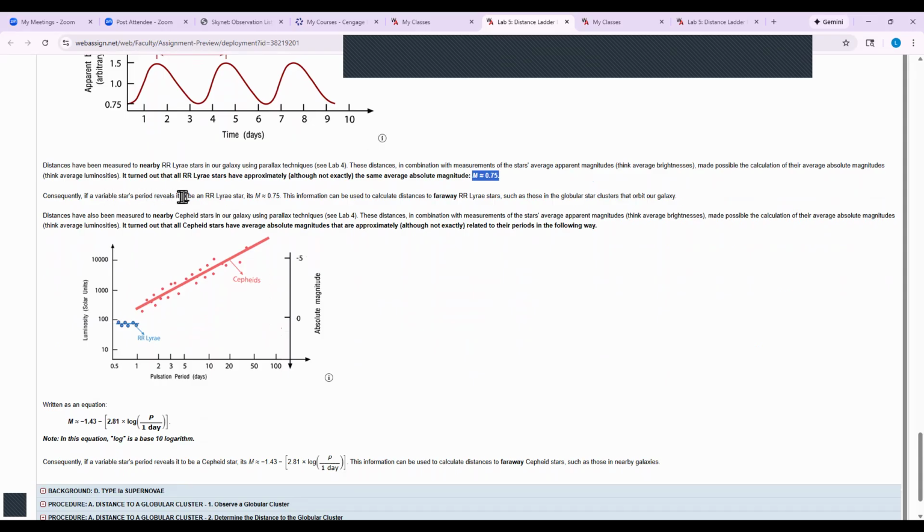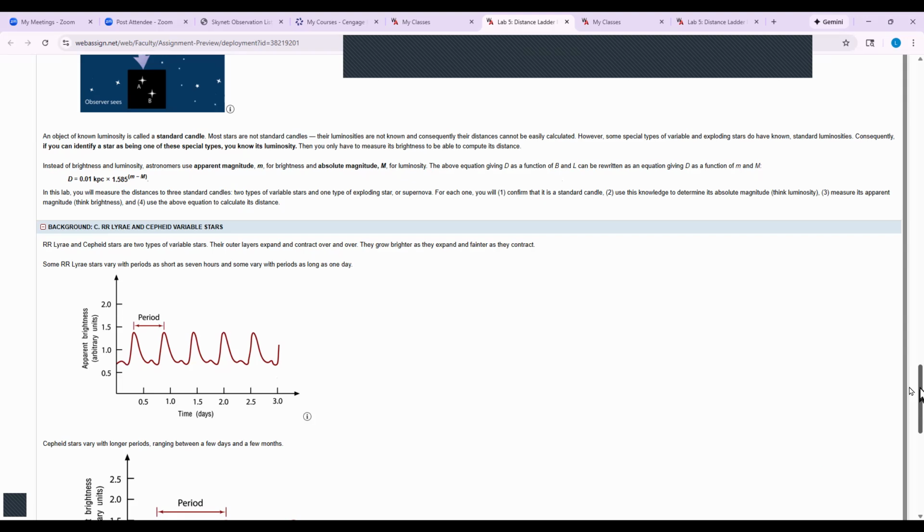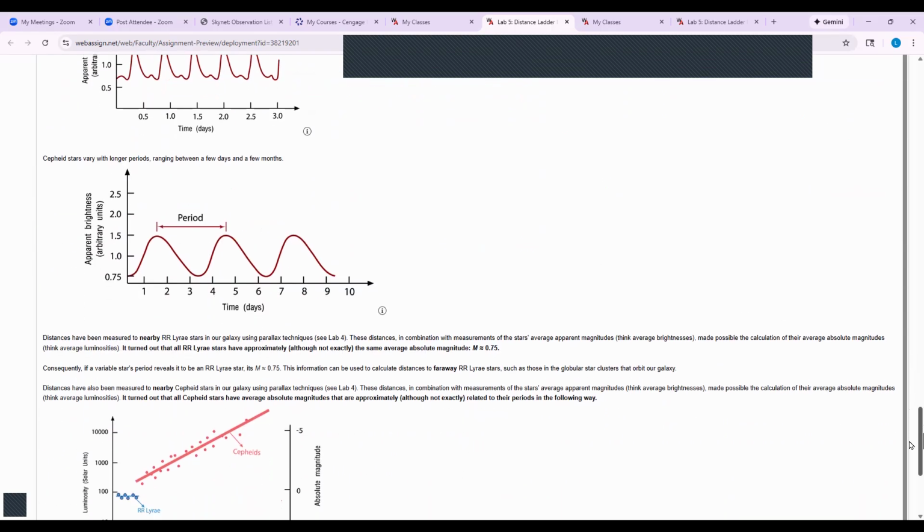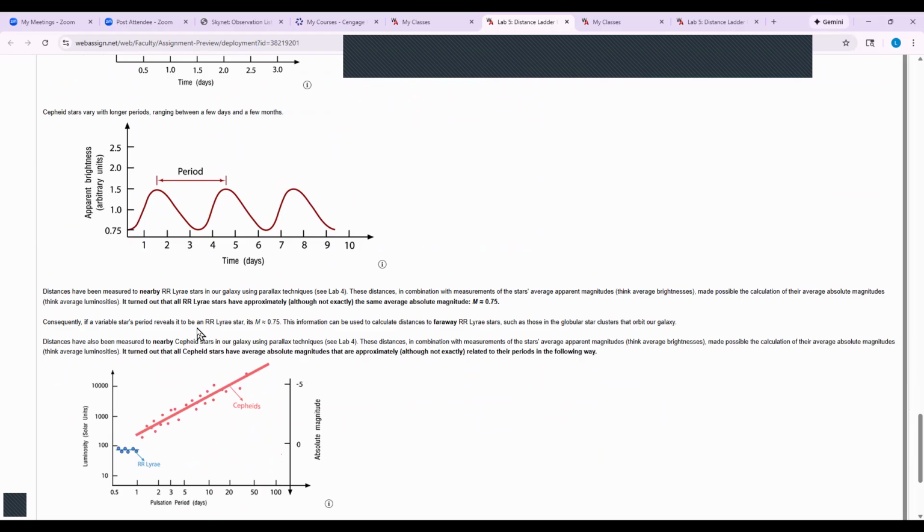Consequently, if the variable period relates to RR Lyrae and M is equal to 0.75, we can get the distance very quickly. Why? As we see in this formula, if we calculate m based on the graph that we get the data from, Afterglow and Skynet, then we know the m and the capital M. Based on that, you can get the distance in kiloparsecs from this formula. Therefore, this is a very easy way to calculate the RR Lyrae distance.